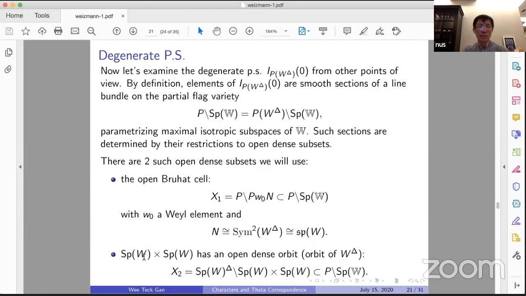But the other one is that when you look at the SPW cross SPW action on this SP of the doublet, on this flat variety, there's an open dense orbit, namely the orbit of W diagonal. The stabilizer of the orbit is just a diagonally embedded copy. So in fact, this space X2 you can identify with, for example, the first copy of SPW here, because this cross this mod diagonal is just the first copy. Okay, so we have these two subspaces.